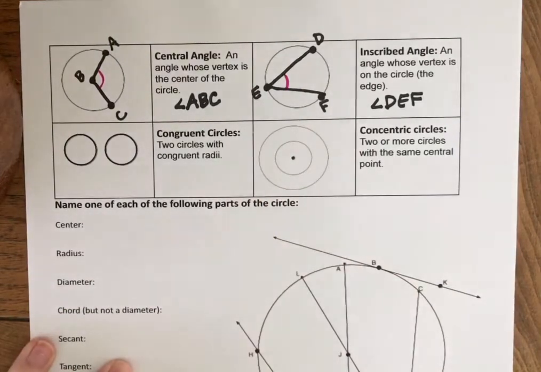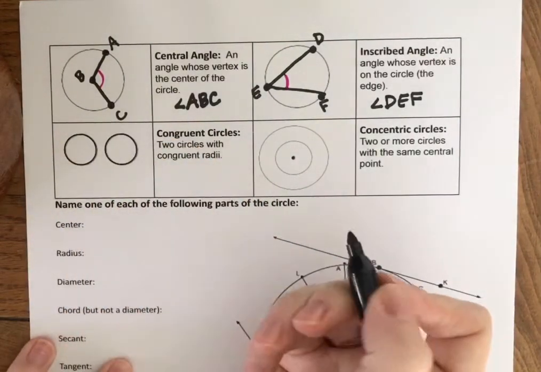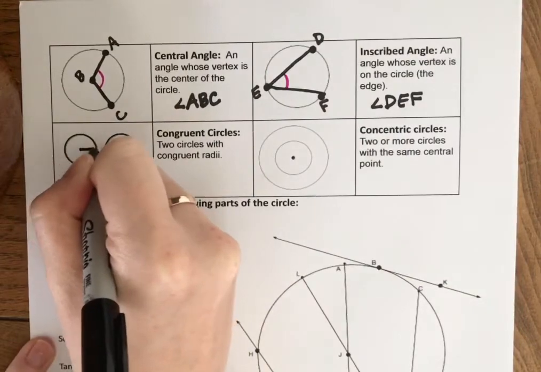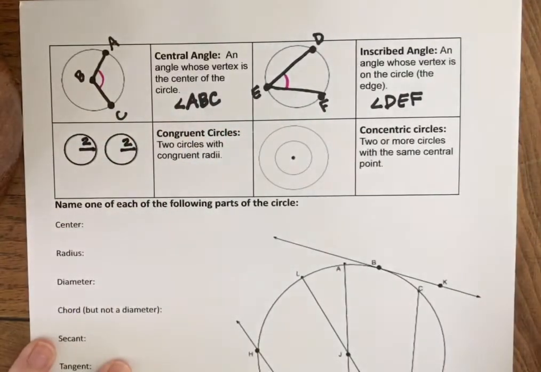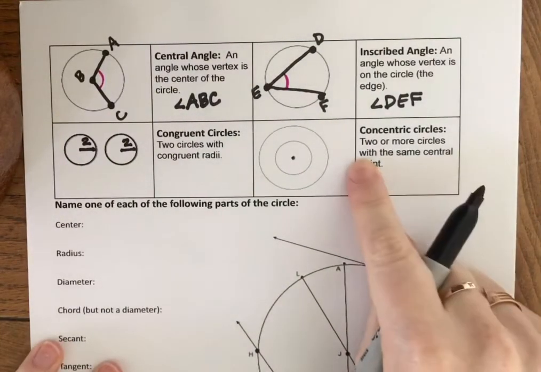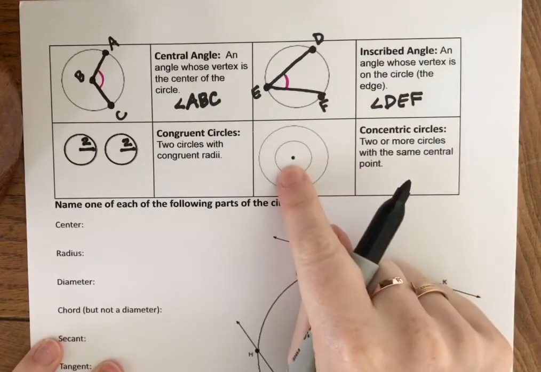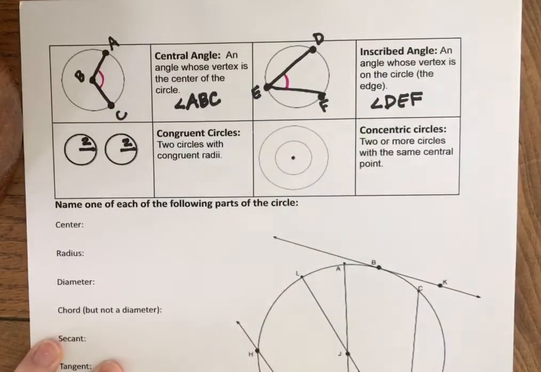Congruent circles, I know we know what this means. They would have the same radius. So let's say this one has a radius of 2. Any circle with also a radius of 2 would be congruent to that. And then concentric circles are 2 or more circles with the same central point. So one is smaller than the other, but they have the same central point.